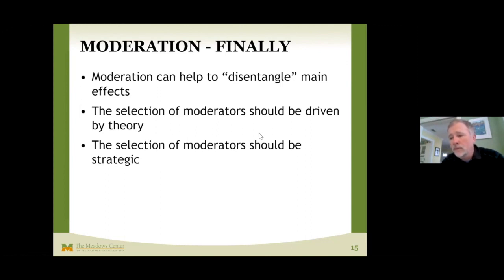And so the recommendation here is to be strategic when selecting moderators and to examine moderation only in cases where it will inform your program of research.